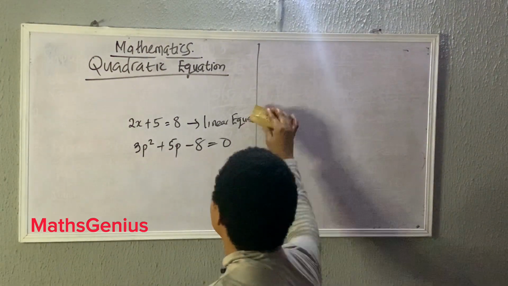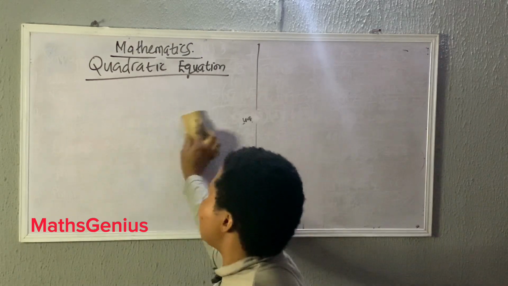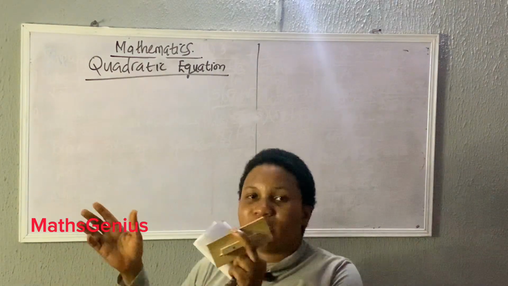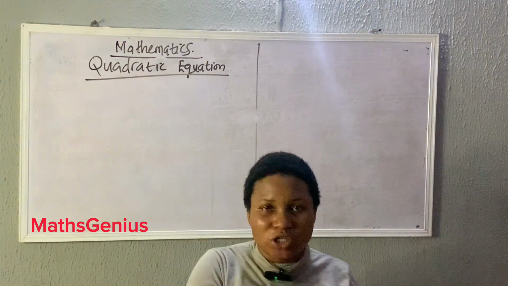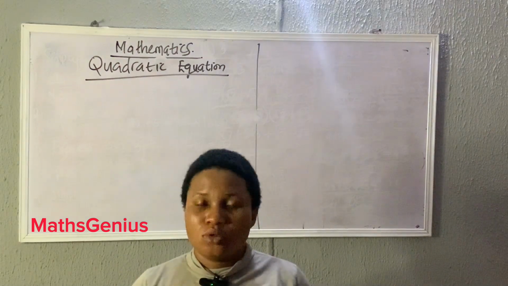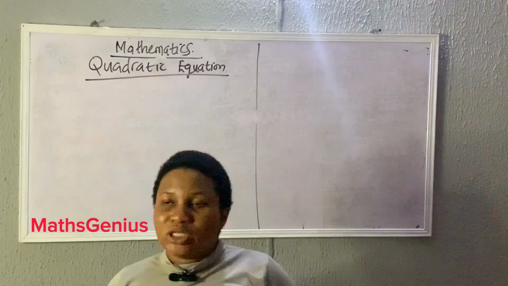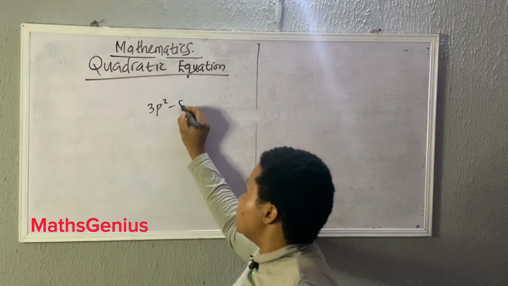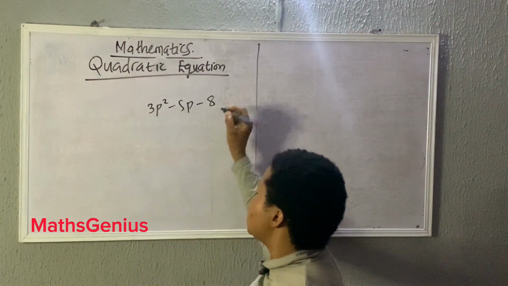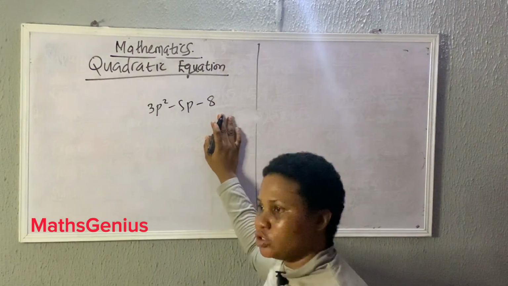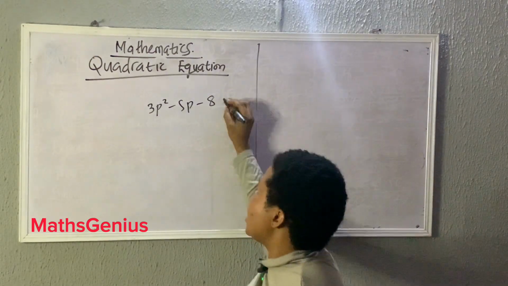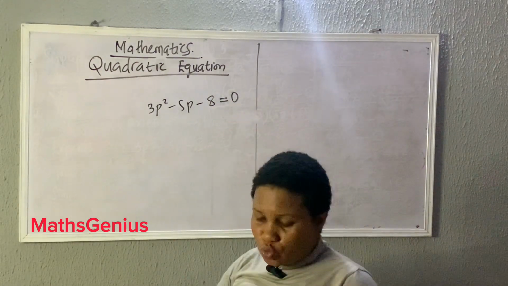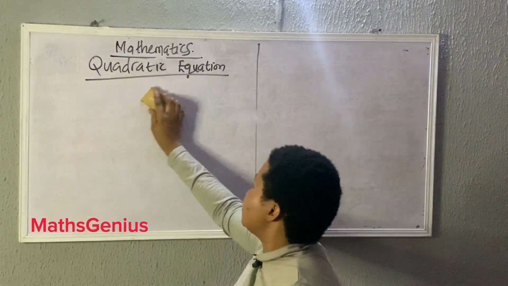Now, before we go proper to the topic, there's something we call quadratic expression. There's a difference between expression and equation. When we say expression, it has no equals to. Then when we say equation, there must be an equal to sign. For example, 3p squared minus 5p minus 8 is a quadratic expression. There is no equals to. But maybe I put equals to something, then it becomes a quadratic equation. So that's that for that.